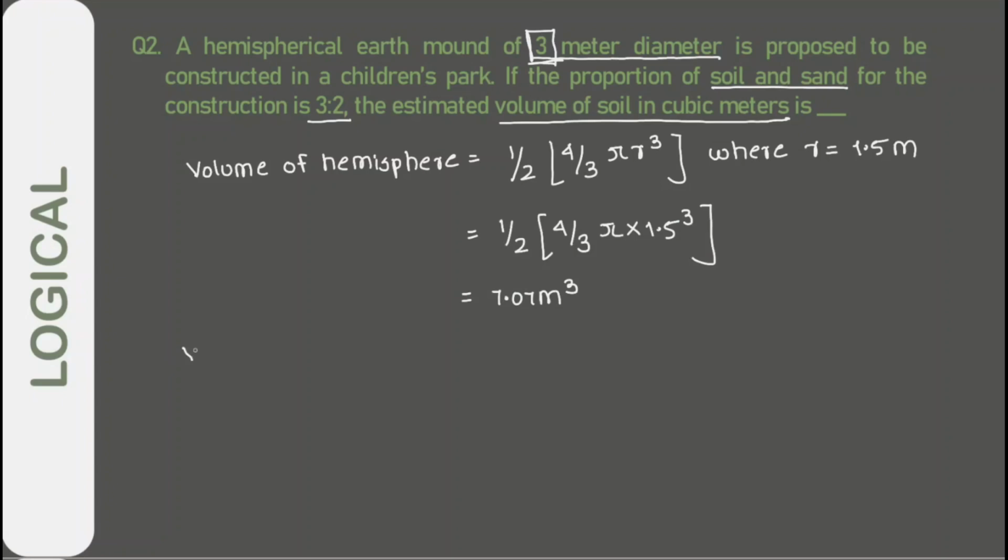So we have to calculate the volume of soil. As the ratio is given 3:2, the soil is 3 parts of 5. Therefore, 3 divided by 5 into 7.07 gives us the volume of soil, that is 4.24 meter cube.